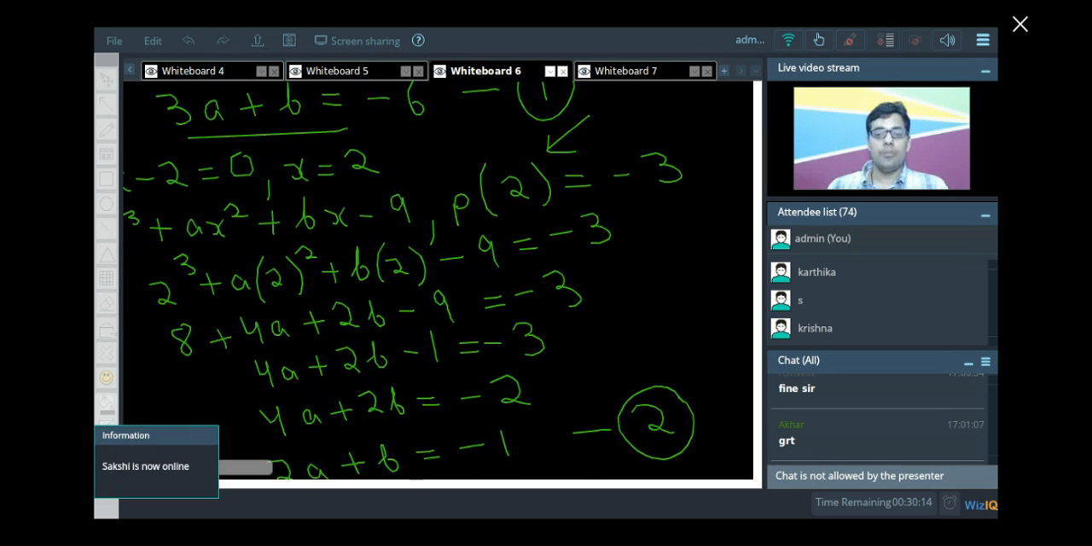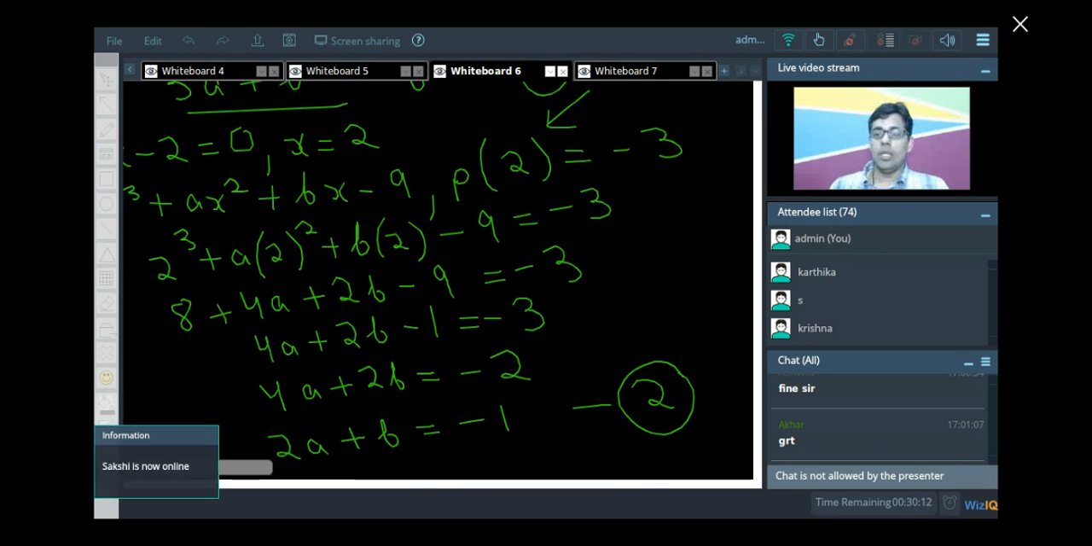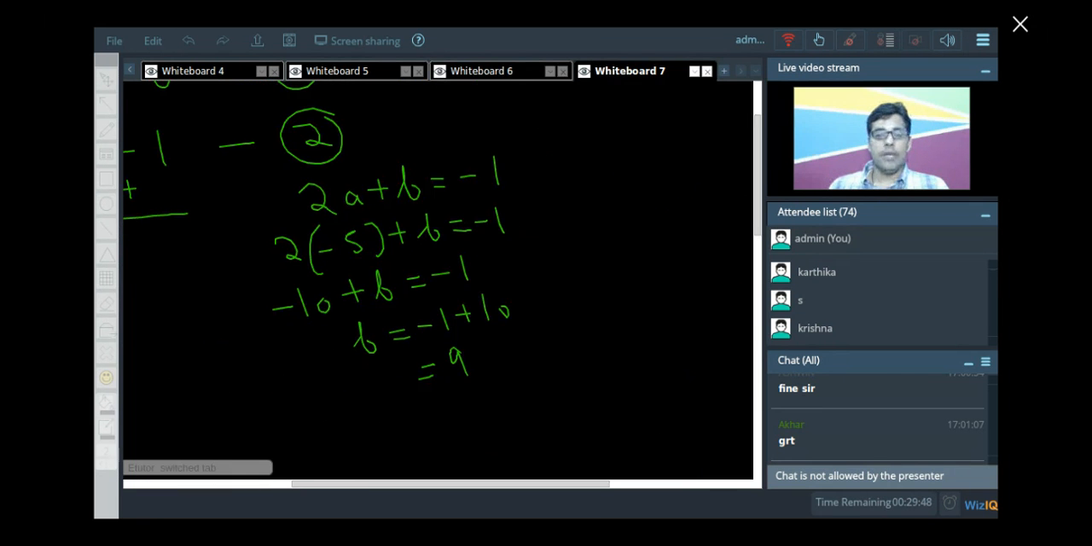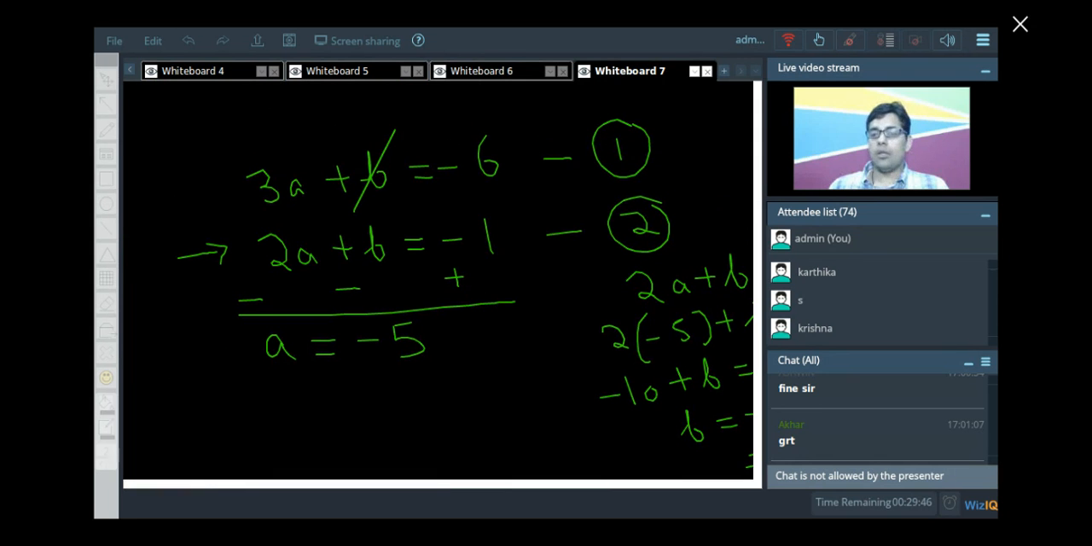It would become now p of 2, that is coming as 2 cube plus a multiplied by 2 square and so on. We will get the second equation as 4a plus 2b equals minus 2. Then dividing both sides by 2, it would become 2a plus b equals minus 1. That becomes the second equation, and we have the first equation here. How to solve these two equations?